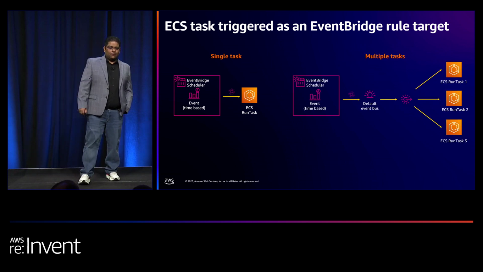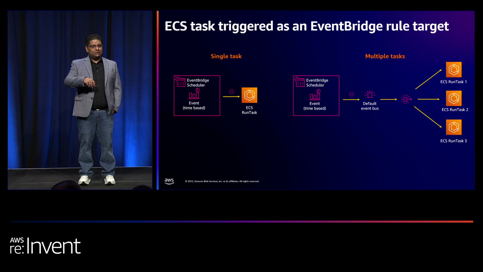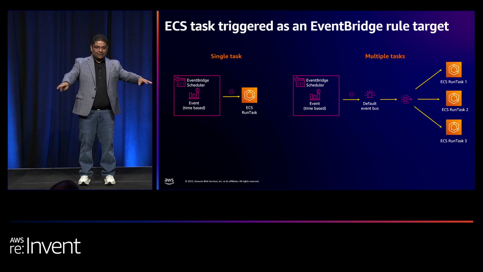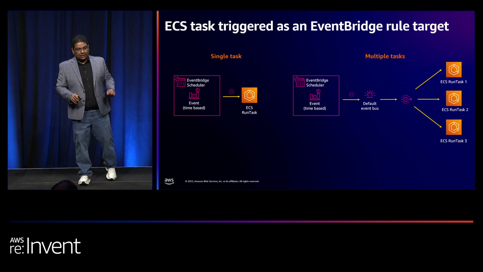What if you want to trigger multiple tasks? You can still use the EventBridge Scheduler, which can emit an event to the default event bus, and you have a rule that can trigger multiple tasks in parallel at the same time. Let's say at 9 p.m., I want to trigger 3 different ECS tasks. You can do that.